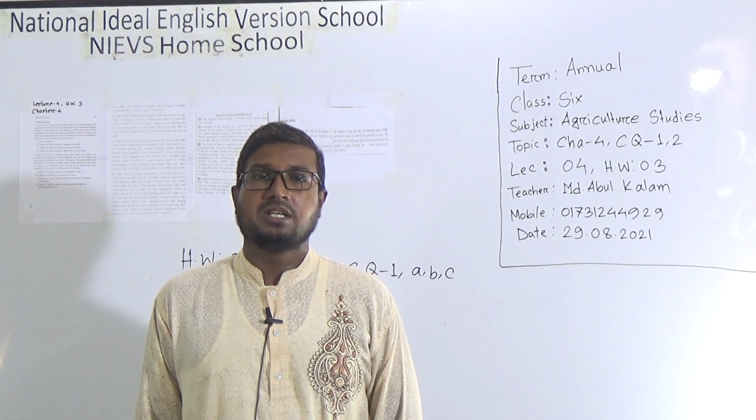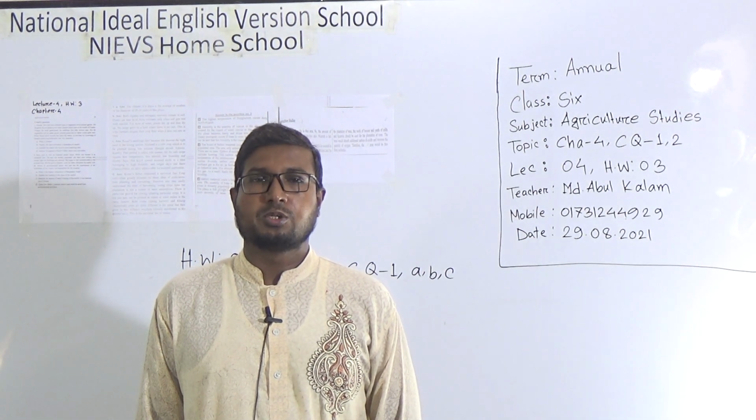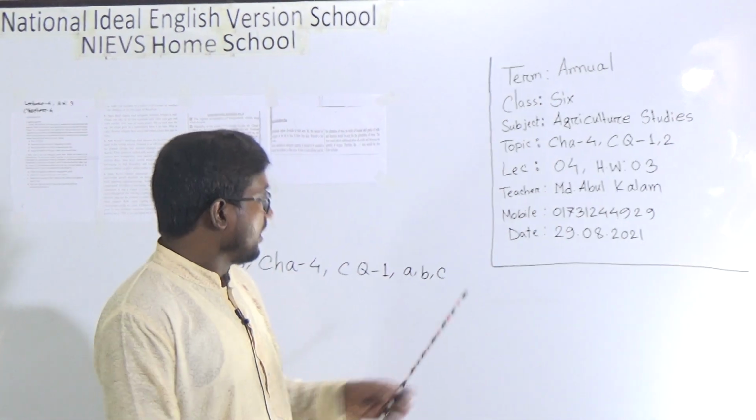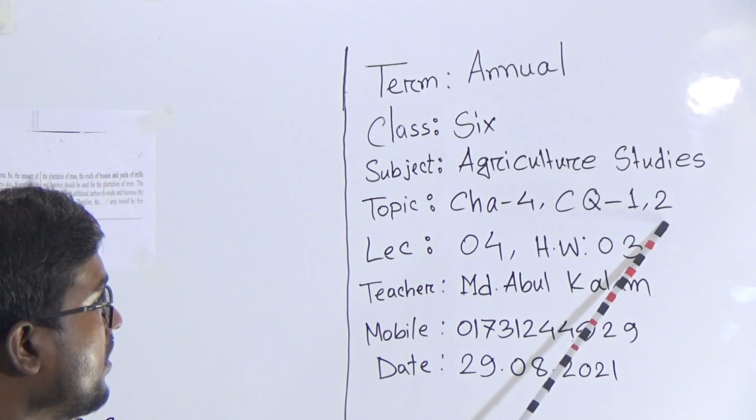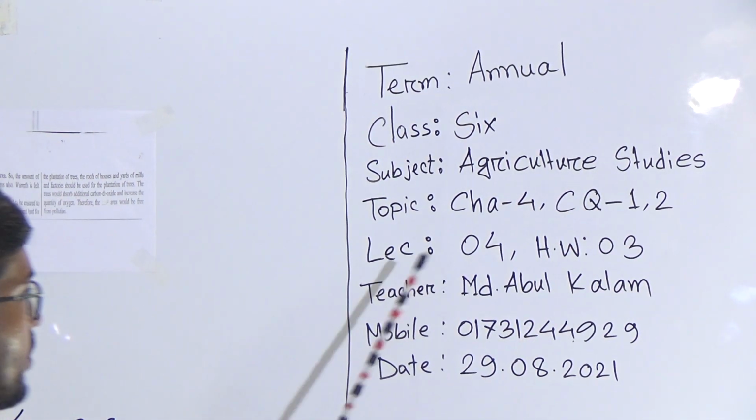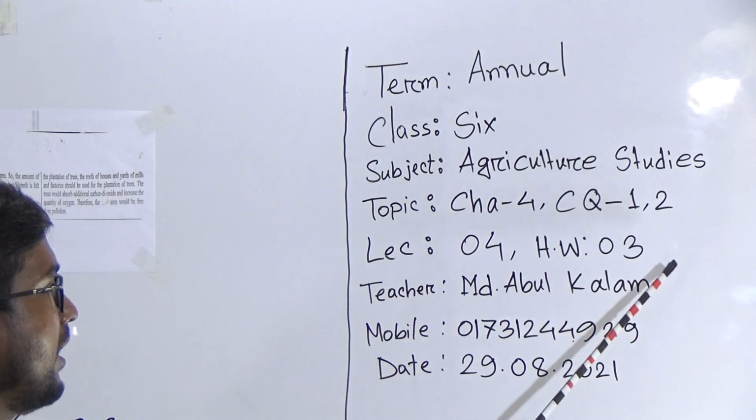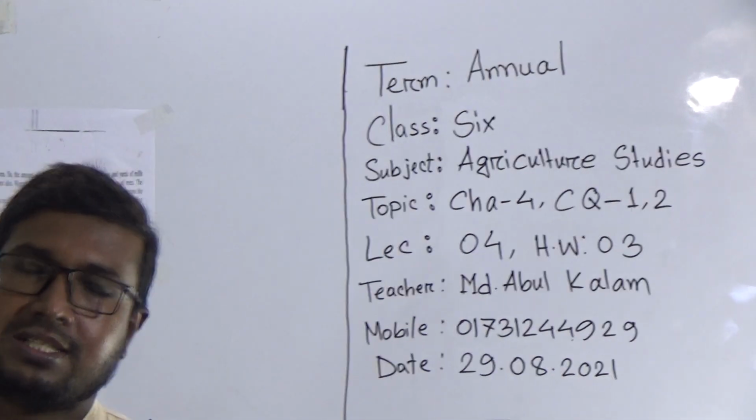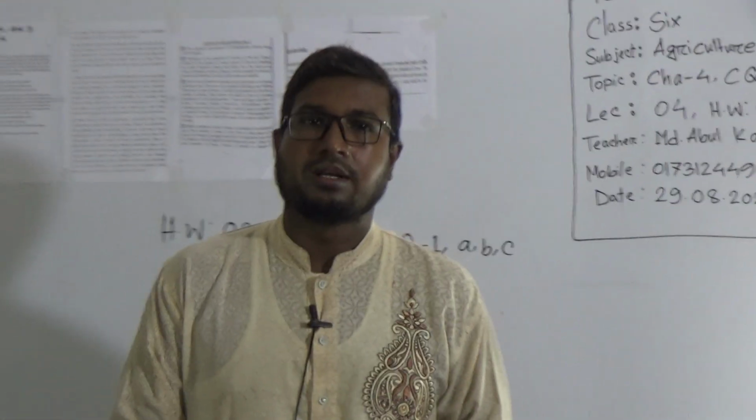Dear students, today I am going to conduct an agriculture studies class for the students of class 6. Let's see our today's topic. It is chapter 4, CQ-1 and 2. So look, this is our lecture number 4 and homework number 3 on our annual term 2021 syllabus. Dear students, let's start. At first, the stem of chapter 4, CQ-1.